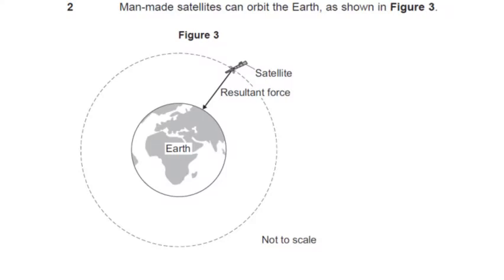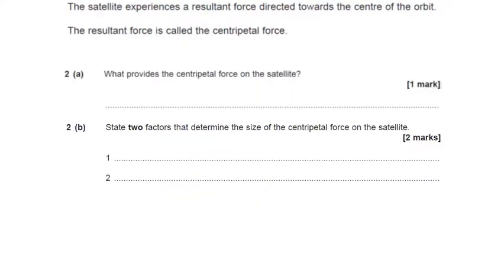Question 2 is a circular motion question, and it tells us that the resultant force is a centripetal force, and in the case of a satellite orbiting the Earth, the centripetal force is provided by the gravitational attraction between the satellite and the Earth. Gravitational attraction, or gravity, is sufficient for the answer.